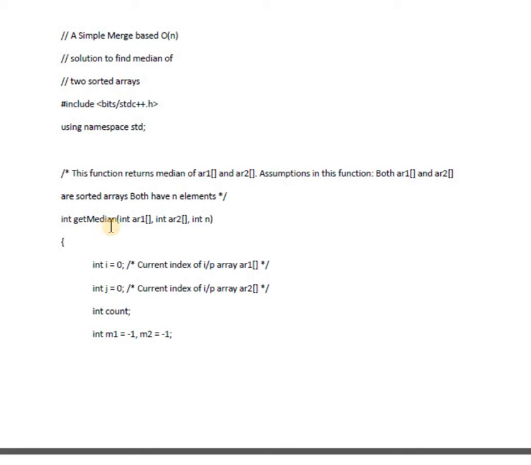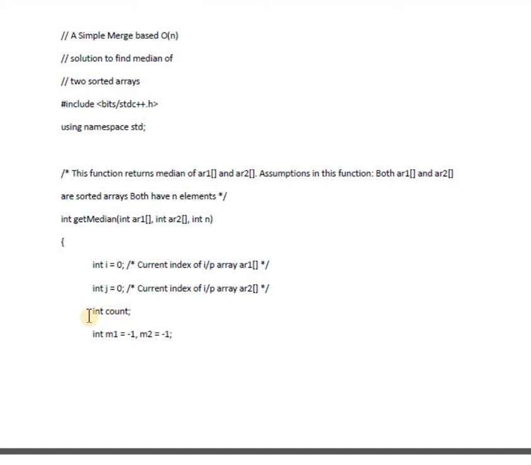See the getMedian function. The getMedian function has 3 parameters: the first array, the second array, and an integer n value. Then in that function there are 2 variables, i and j. The i variable is used to access the current index of the first array, and the j variable is used to store the current index of the second array.